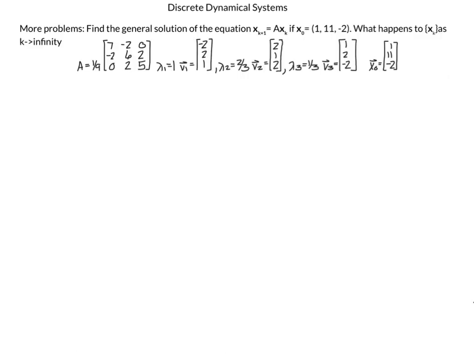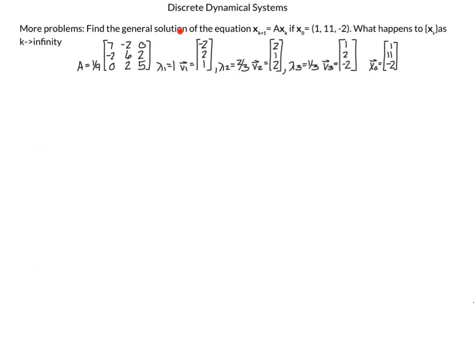The problem is to find the general solution of the difference equation x of k plus 1 is equal to A x of k if x0 is equal to the vector 1, 11, negative 2. The second question is what happens to the sequence of x of k as k goes to infinity. Now A is our 3 by 3 matrix, which is equal to 1/9 times the matrix with first column vector 7, negative 2, 0, second column vector negative 2, 6, 2, and third column vector 0, 2, 5.